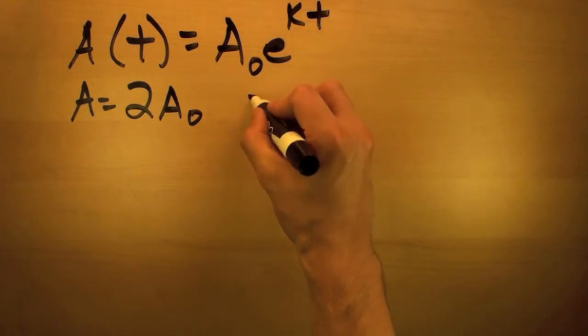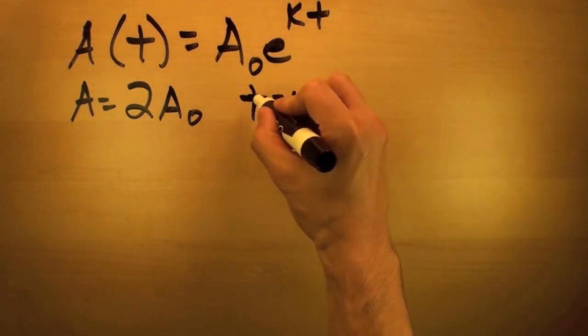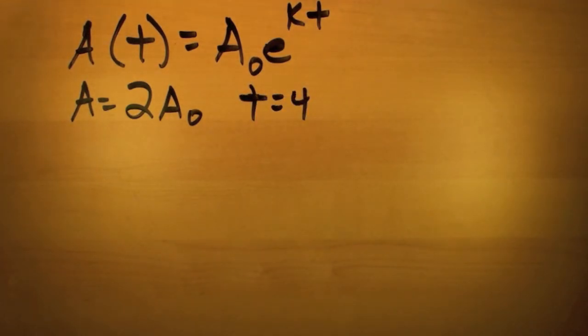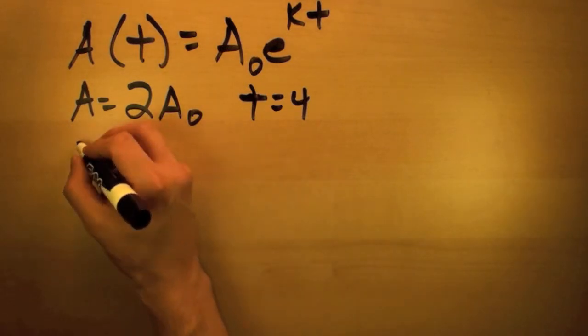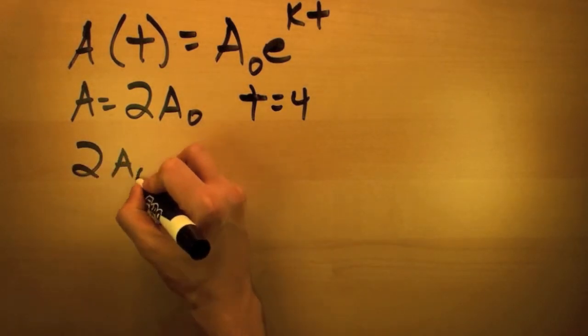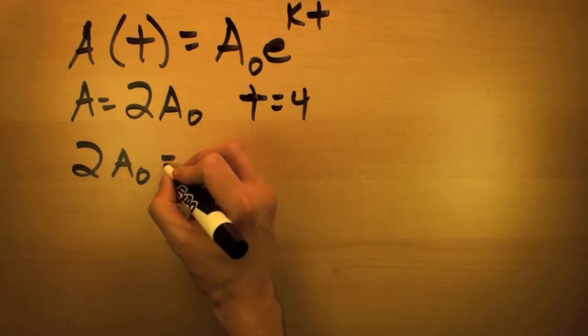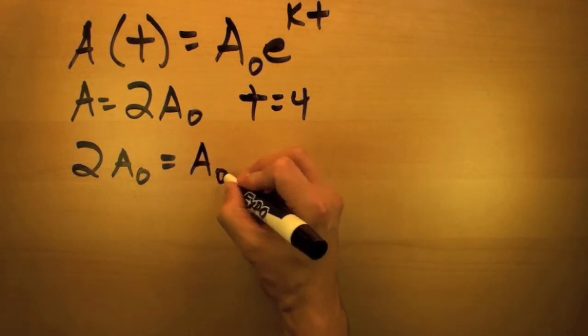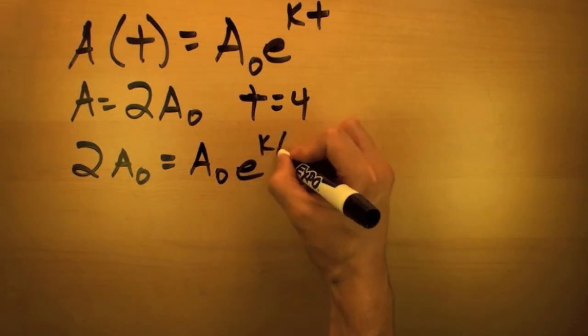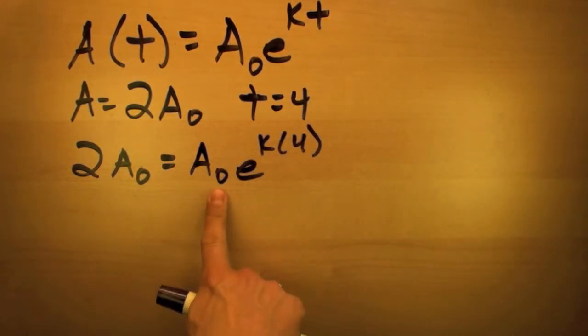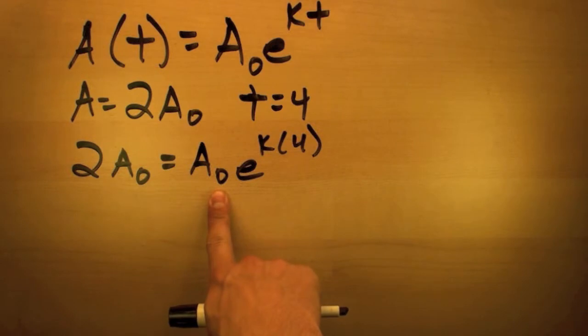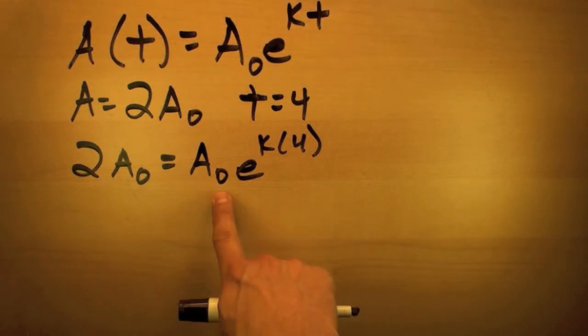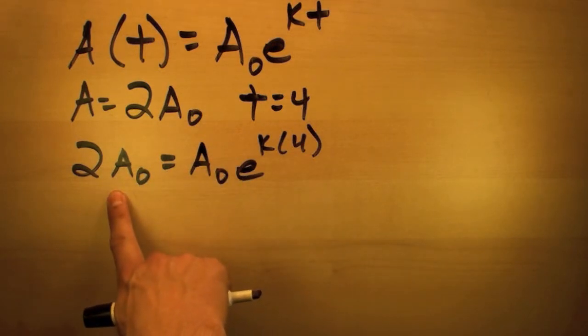And we've said that this happens at t equals 4 because the population doubles every 4 hours. So what we really have is 2 times A sub 0 is equal to A sub 0 e to the k times 4. We don't know what the initial amount is. In this case, it doesn't really matter. All we know is we've started with some initial amount, and 4 hours later, we have twice as much.